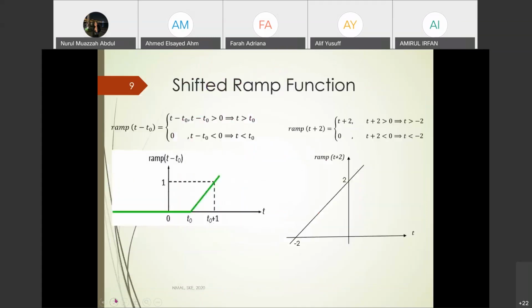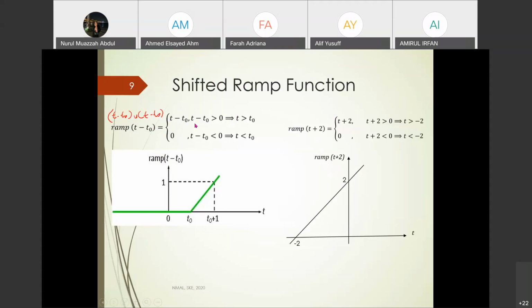And then, this is a shifted ramp function. For example here, r(t minus t naught). If we write it in terms of the unit step function, you can write it like this: (t minus t naught) u(t minus t naught). This is another way to write r(t minus t naught). The numbers in the brackets here have to be the same in order for you to write the ramp here. So it's equivalent to t minus t naught.